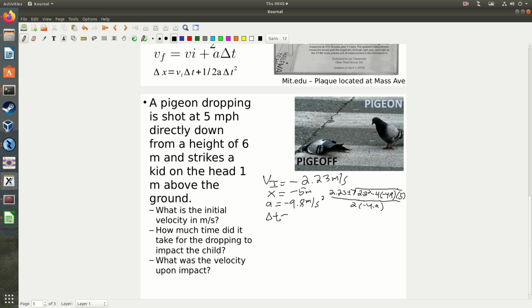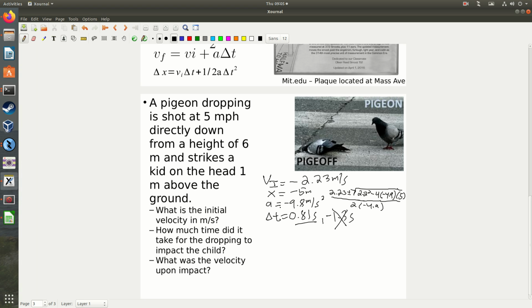Delta t is equal to, and you should get 0.81 seconds, and then you should also get negative 1.3. That one can't be used. We need to use this one. So it takes about 0.81 seconds for it to hit the ground.